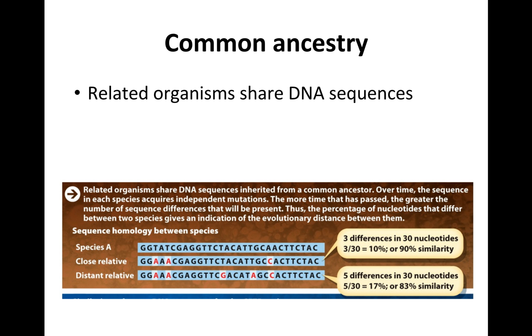Another thing that we have been able to do now with technology is sequencing DNA. And the closer they're related, the closer that their DNA will match. So taking a look down here, if we take a look at species A and we have a close relative, it only has 3 bases that are different, whereas a distant relative has 5 bases. So the more differences, the more distant the relative is.